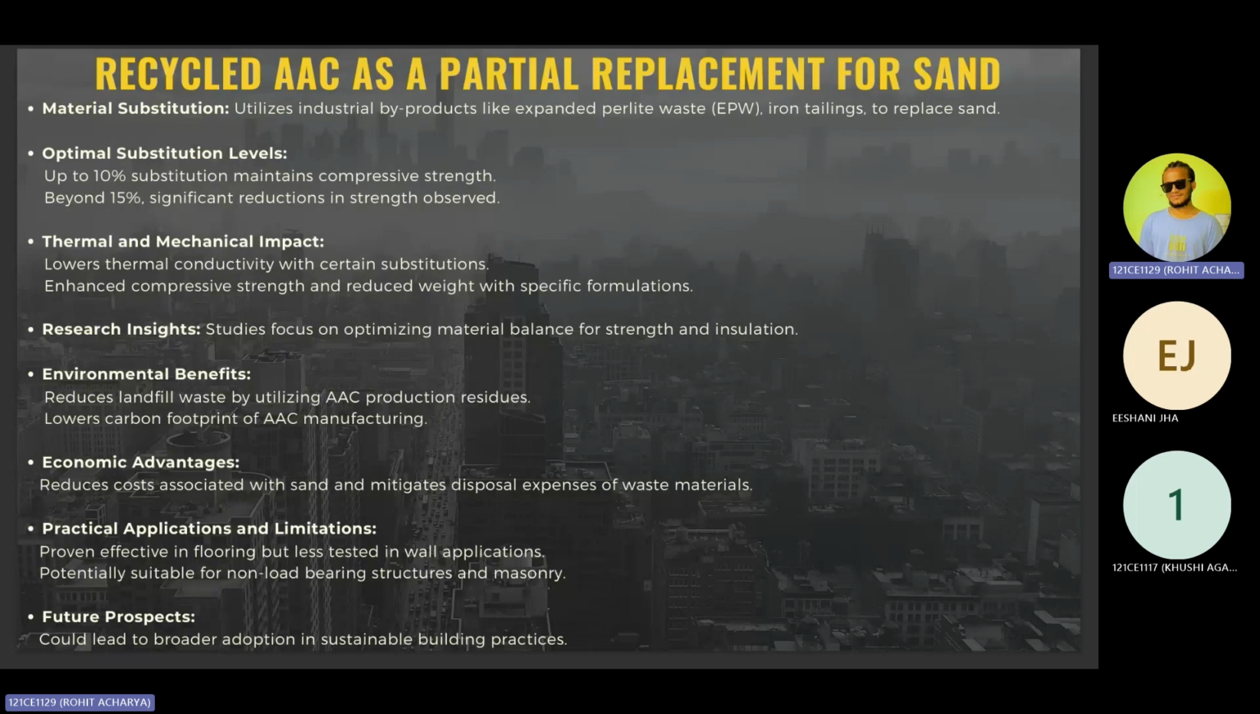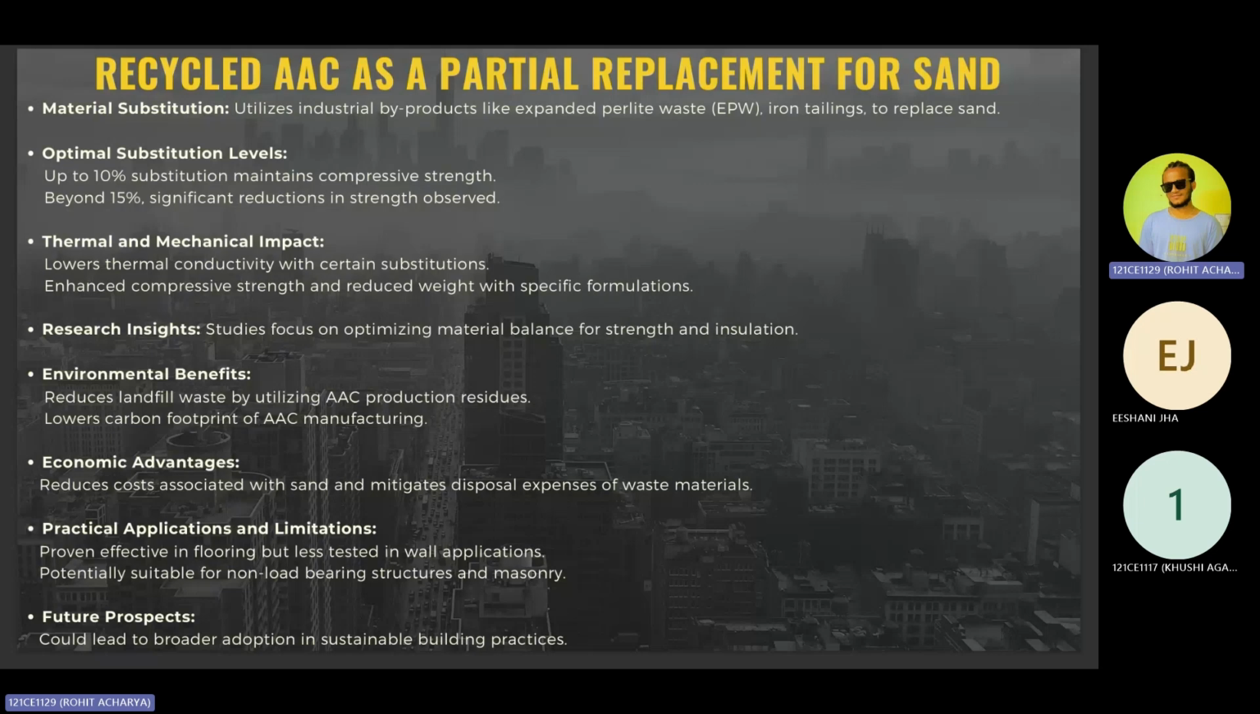Now, talking about the practical application and limitation, though effective in flooring, the use of recycled AAC in walls and other structural elements needs more vast testing, but it has shown promise for non-load bearing structures. Now, talking about the future prospects, as we continue to refine this process, recycled AAC has the potential to significantly impact sustainable construction practices.